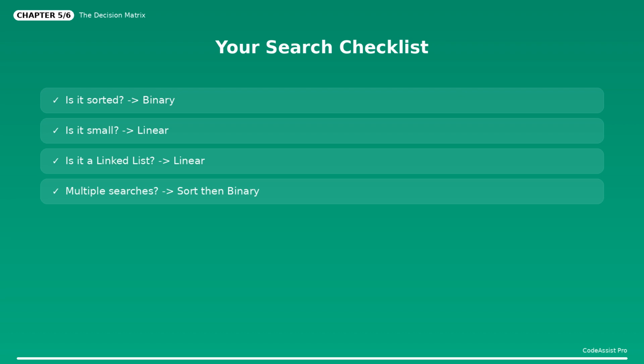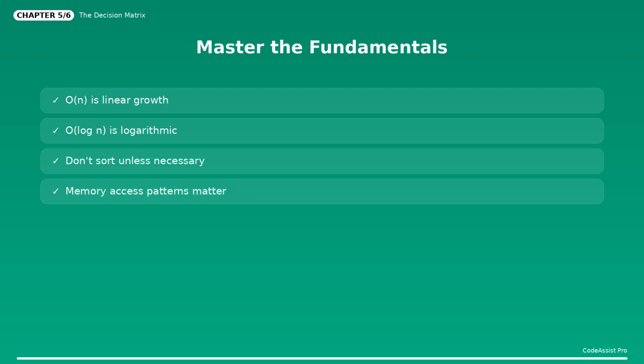We've covered the complexity, the Python implementations, and the real-world trade-offs. You now have the tools to analyze any search problem. Remember, the fastest code is the code that does the least amount of work necessary. Don't over-engineer small problems, but don't ignore big ones.